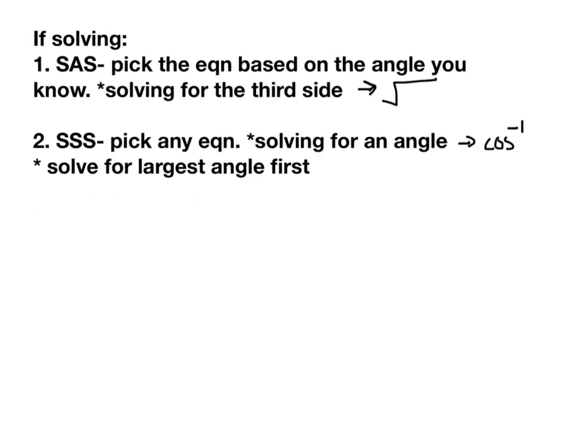Okay, so some quick notes. If you're solving side angle side, you have to pick an equation based on the angle that you know. So if you know angle A, then you use a squared equals b squared plus c squared minus 2bc, whatever. And remember, whenever you're solving for that third side, you're going to have to take a square root. If you're solving for side, side, side, just remember, if you're solving for an angle, you have to use the inverse cosine and solve for the largest angle first.